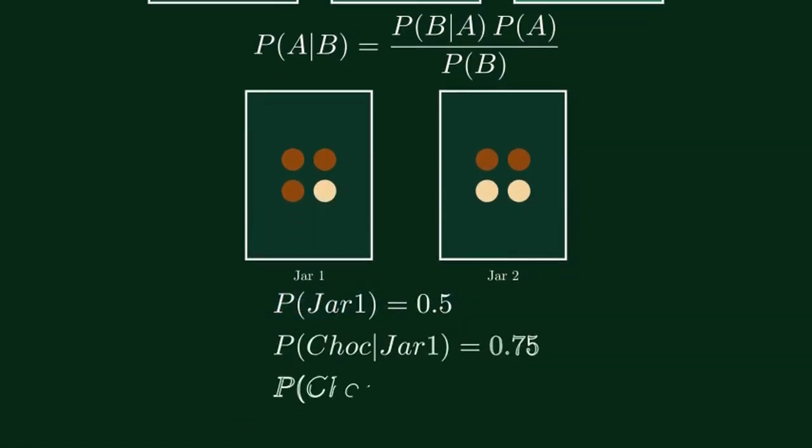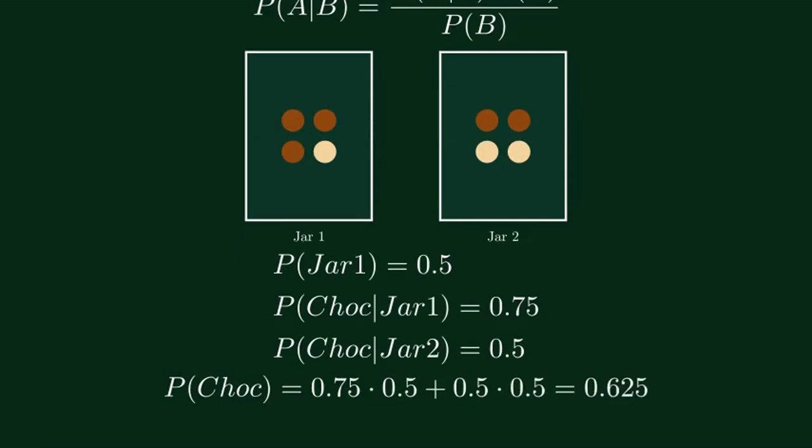Let's write the key numbers. The prior chance of jar 1 is 0.5. The chance of chocolate given jar 1 is 0.75. The chance of chocolate given jar 2 is 0.5. Now compute the total chance of chocolate. That is 0.75 times 0.5 plus 0.5 times 0.5.